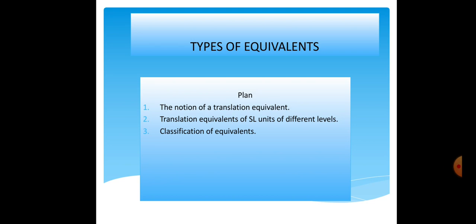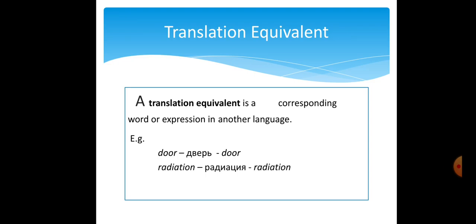The structural similarity of SL and TL implies that the relationships of equivalence are established between correlated units of two texts. TL units in the TT that are used to render the meaning of these respective source language units in ST can be said to substitute for the latter as their translation equivalent. What is a translation equivalent? A translation equivalent is a corresponding word or expression in another language. For example, door, дверь; radiation, радиация.